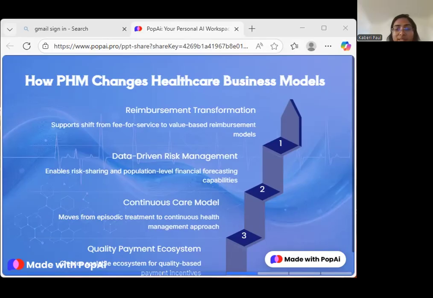It forces hospitals, insurers, and public health agencies to collaborate in new ways, share data, and redesign reimbursement models. That's why population health management is considered a key enabler for accountable care and for future healthcare economics.